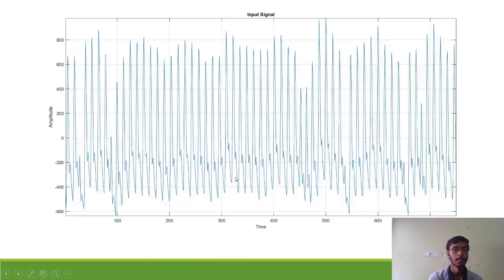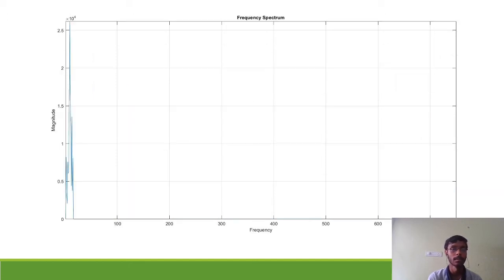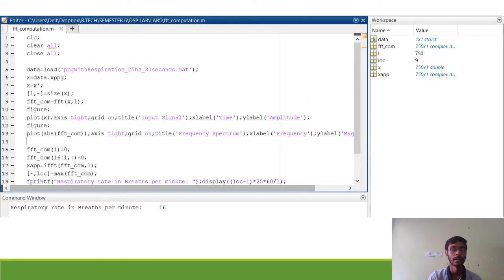That's fine, right? So now this is my input signal, the respiration signal mixed with the PPG signal. This is the frequency spectrum of the total signal. Here we will calculate the frequency and keep the 2 to 16 part. So this is the extracted respiration frequency spectrum, and then we are calculating the inverse FFT. So this is the respiratory signal, and this is my respiratory rate in breaths per minute, which comes to be 16. So I think you understood this part.